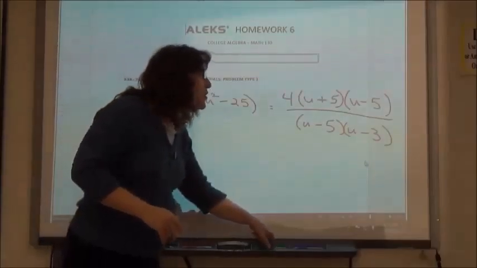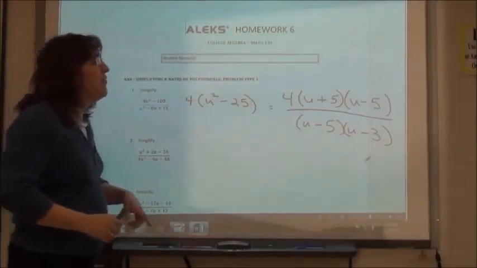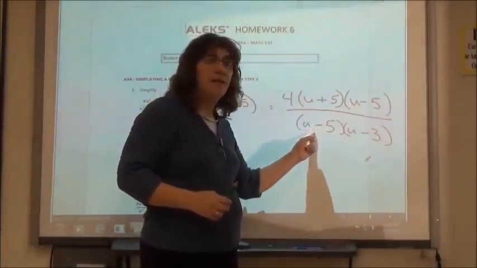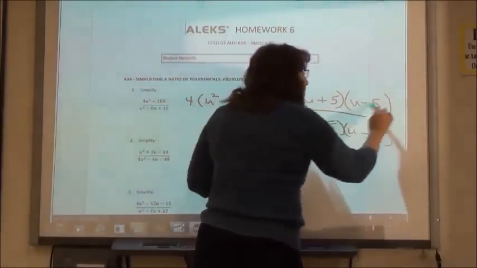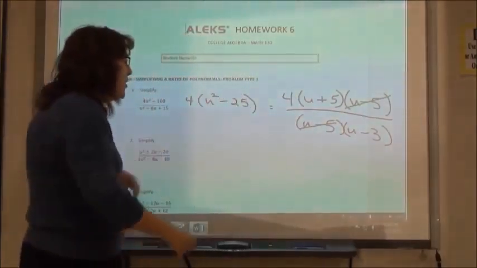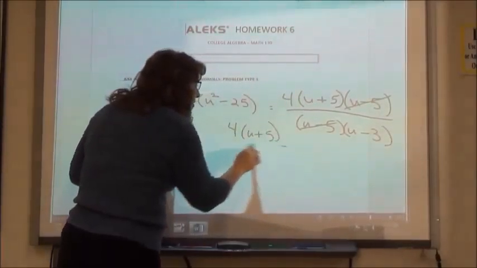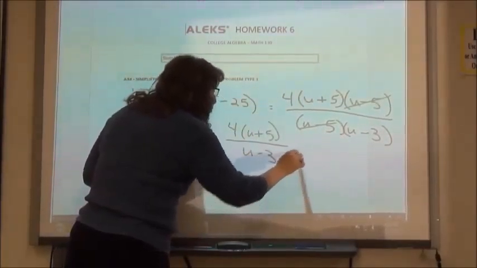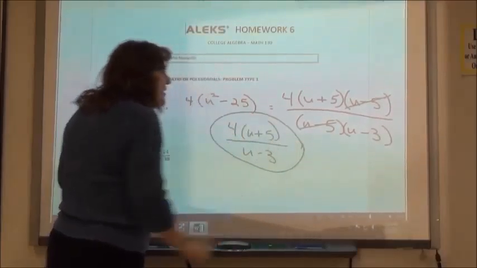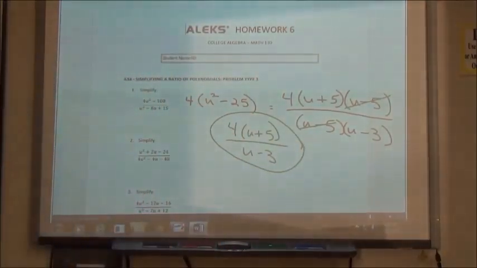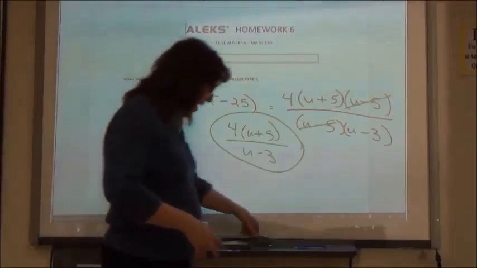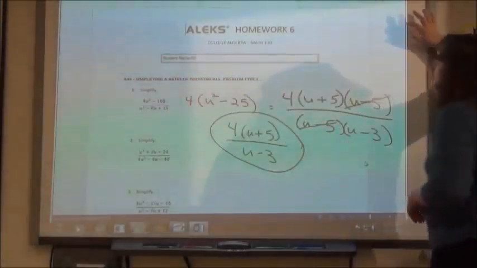Now what should happen is you should at least have one pair of common factors. Here it's the u minus 5. I'm going to be able to cancel those out of there. So on the top I have 4 times u plus 5. On the bottom I just have the u minus 3. Don't really need the parentheses on the bottom since it's not multiplied by anything. So we'll get lots of practice in factoring and factoring some more.